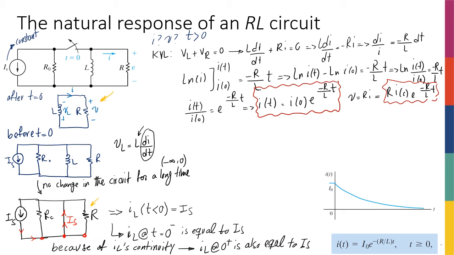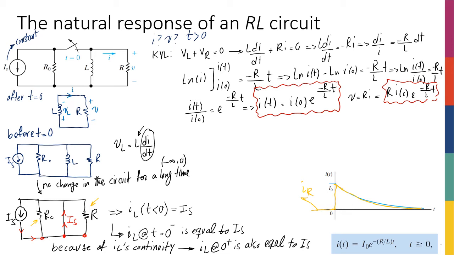So if I wanted to plot the current of the resistor, it was 0, and then at time equal to 0, it jumped all the way to this point, and then it had the same behavior as the inductor. How about the current of R naught, this resistor? Before t equal to 0, it was 0. After t equal to 0, it becomes IS.